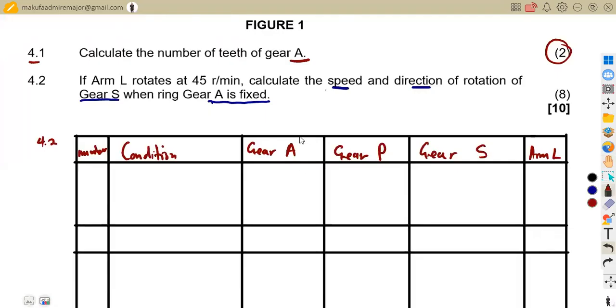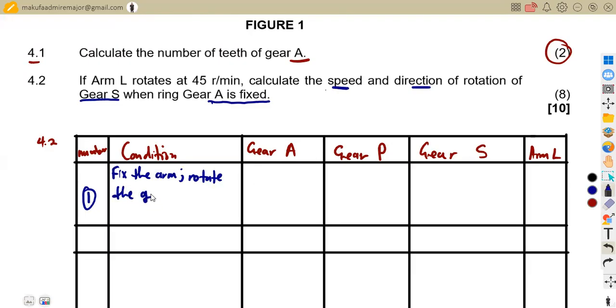So let us consider. Remember our steps, guys. The first thing that you are going to have is to fix the arm. It's always like that. You fix the arm, then you rotate the annulus, which is the bigger one. All right. So we are going to fix the arm in this case. Then we rotate the bigger wheel. In this case, we are going to rotate the annulus.